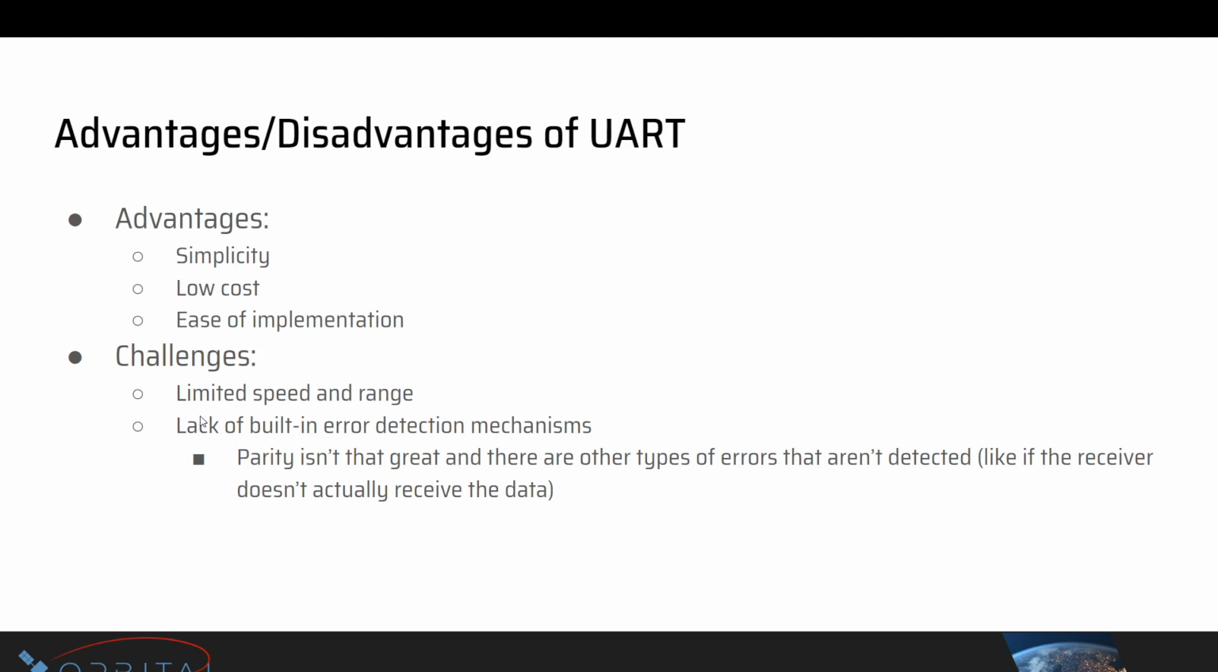And UART also has a lack of built-in error detection mechanisms. You have a parity bit, but a single parity bit isn't that great, and there are other kinds of errors that won't be detected, like if the receiver didn't actually receive the data. You're just sending data, but the receiver isn't necessarily telling you back if it got the data or not. You could just be sending it, and the receiver's just never receiving it.